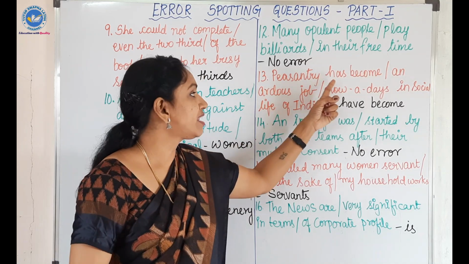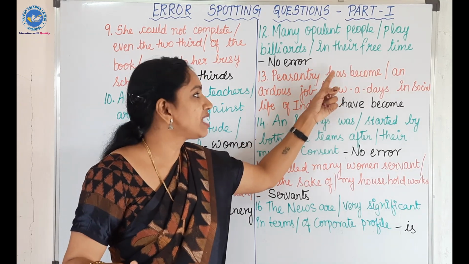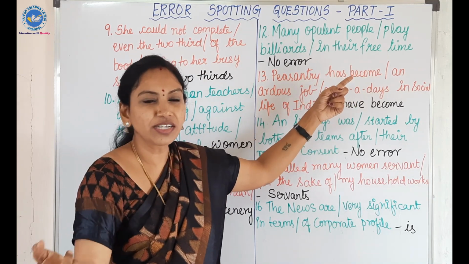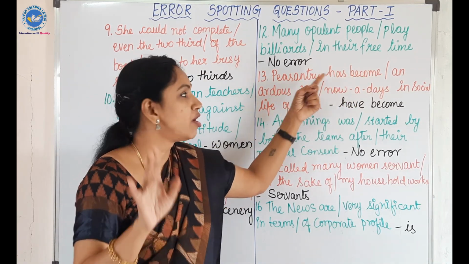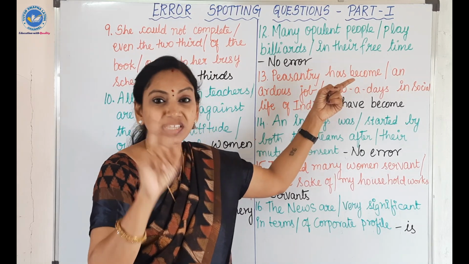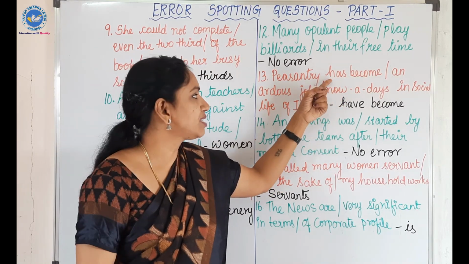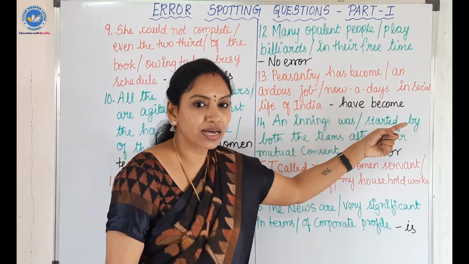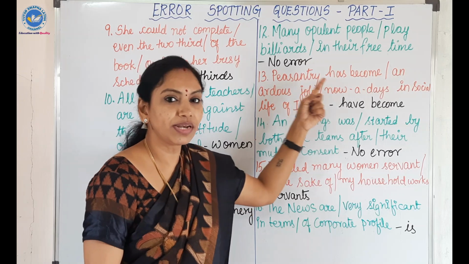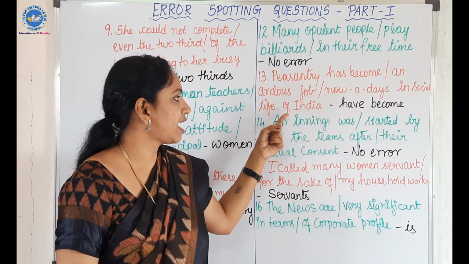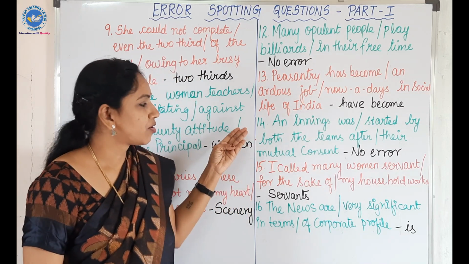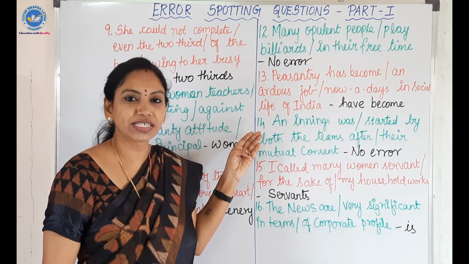So, here "has" cannot come. "Has become" is a singular verb. Since peasantry is a plural, you have to change this singular verb to a plural verb. "Has" will become "have become". Peasantry have become an arduous job nowadays in social life of India. Okay friends? Okay. Next question, 14th question.